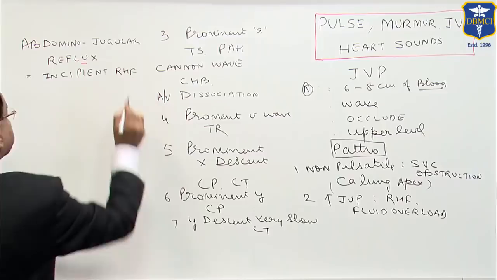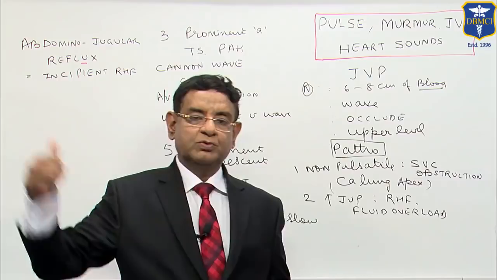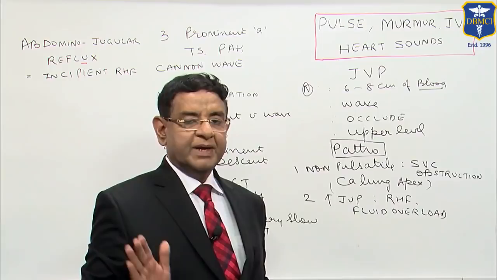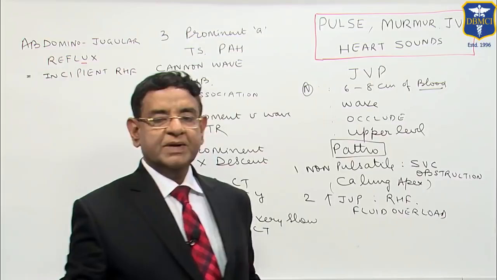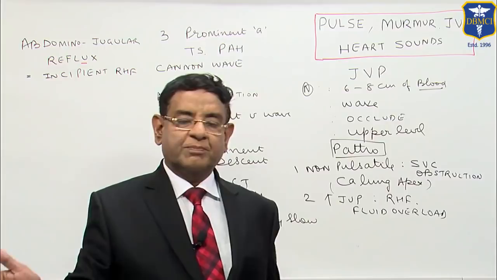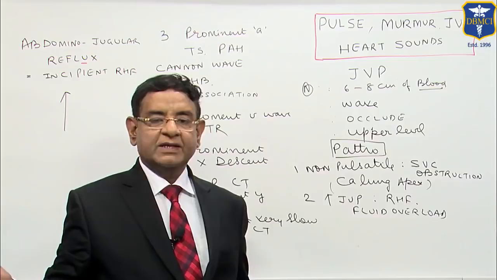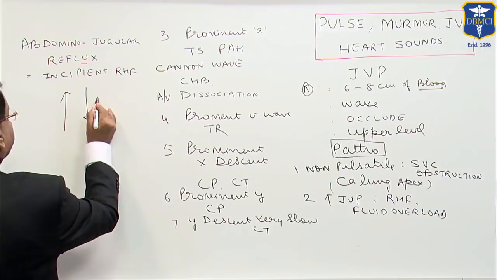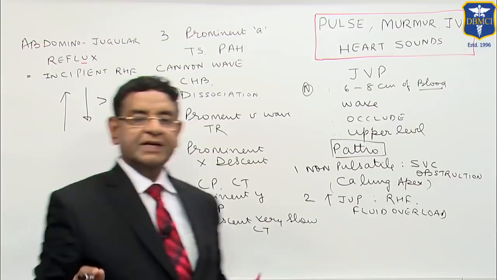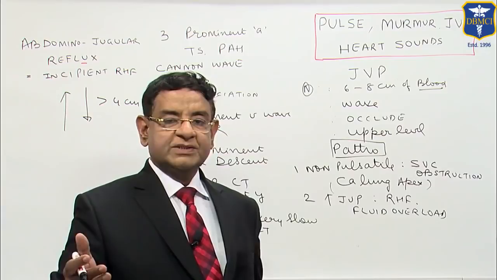What is it? How is it done? Those patients who are in the early phase of right heart failure, you do this test. We compress the right mid abdomen. We keep the hand and we compress the abdomen for 10 seconds, and you look at the JVP, and after 10 seconds you stop and withdraw it. When you press it, the JVP will rise. But when you withdraw your hand, that means when you stop pressing, there is a fall of JVP of more than 4 centimeters. That indicates incipient right heart failure. As I told you, that is in the early phase where the patient is about to go into right heart failure.